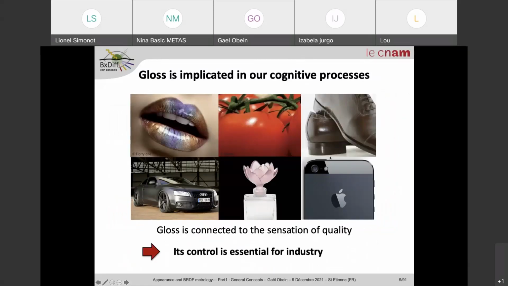And finally, gloss is connected to the sensation of quality. And so that's why it's important for industry to measure it.